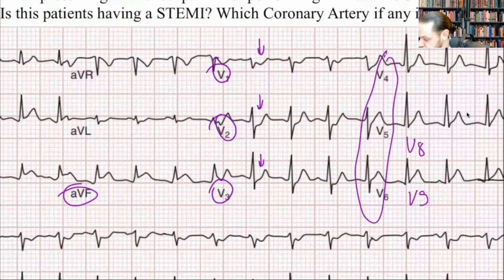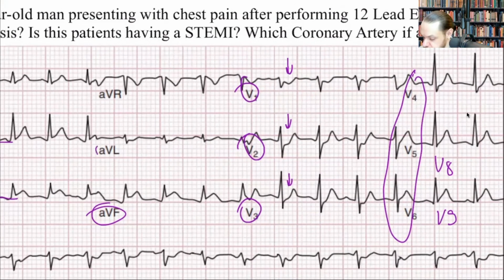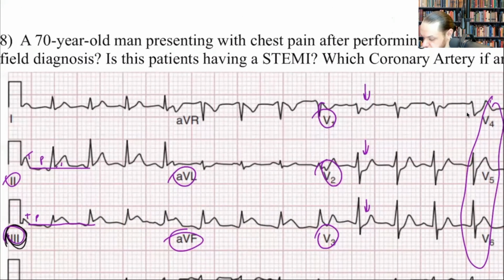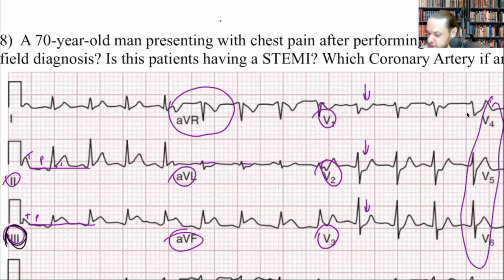Wouldn't AVL have a depression as well? Yes, AVL is depressed too, and it makes sense. That's the lateral wall, and it's looking at the opposite wall. Would you count AVR as a depression? At this point, this is not a depression. This is normal morphology.